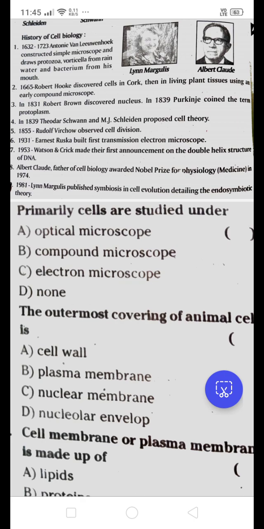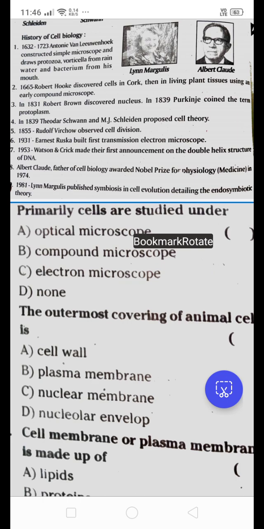Let's begin our class. Today's topic is from the 9th class, first lesson, cell structures and their functions. We are going to discuss a few bits in this lesson. Starting with some points, those are the important points regarding the scientists and their discoveries. Just note them. And next, we start the bits.